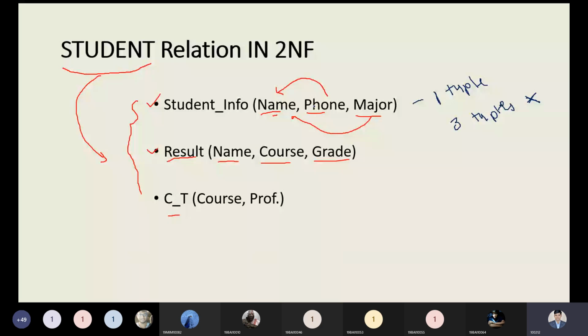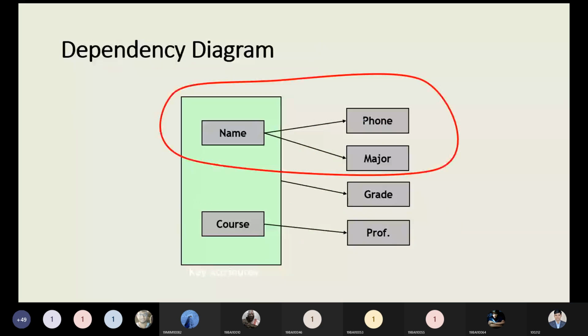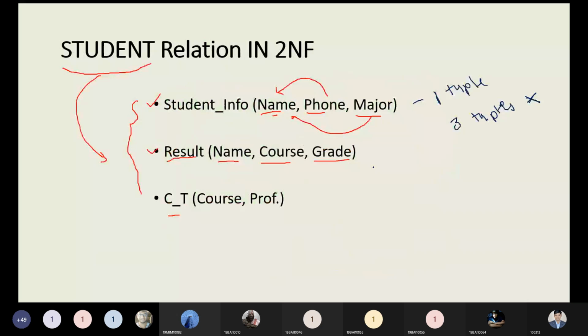Phone and major are the two attributes which depend on the name. Why? Of course, if we don't have the student name in our relation, what is the sense of having the phone and major information? There is no sense. So these are the two attributes which depend on the name attribute, and at that time name becomes a key attribute. So after applying this process, we have name, phone, and major in our one relation after decomposition. So we got this table, student info.